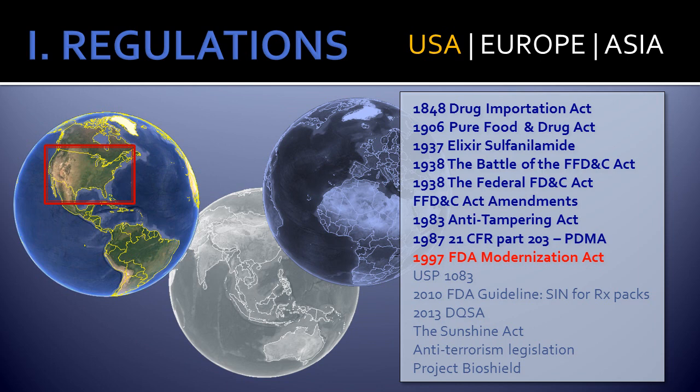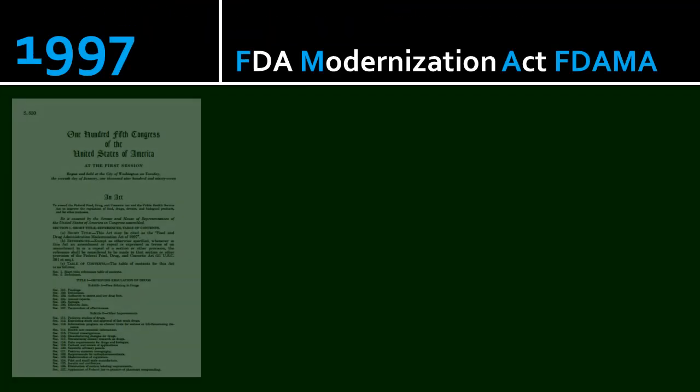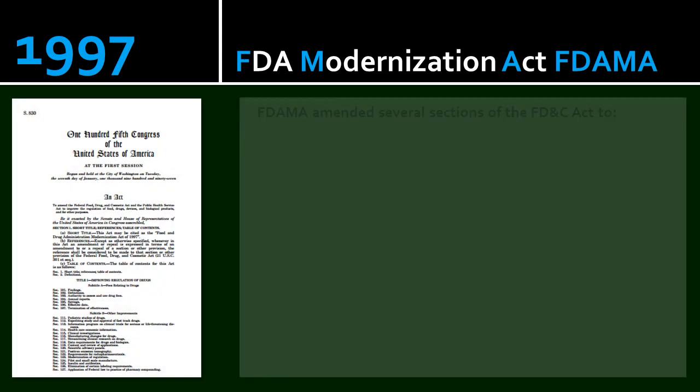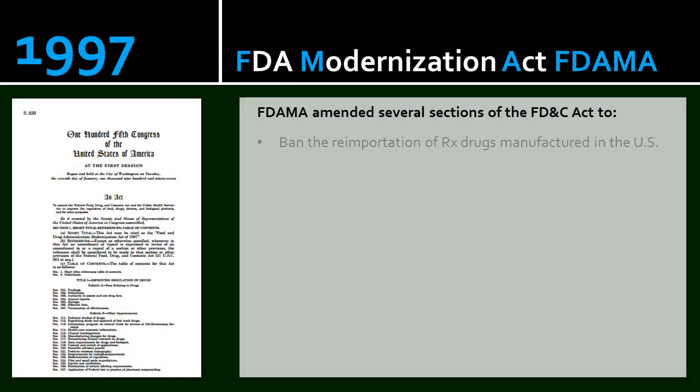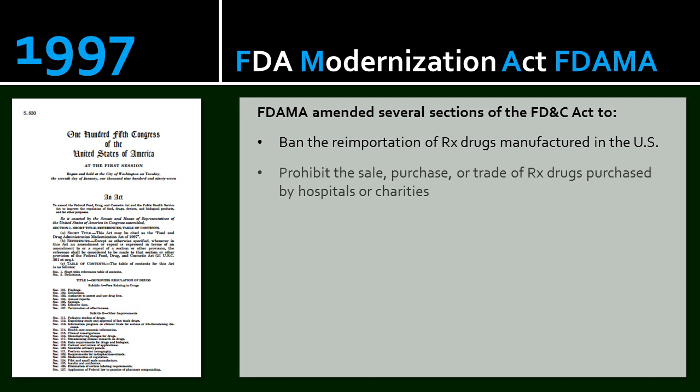The FDA Modernization Act of 1997, FDAMA, amended several sections of the Federal Food, Drug, and Cosmetic Act, FD&C Act. 1. Ban the reimportation of prescription human drugs manufactured in the U.S., except when reimported by the manufacturer or for emergency medical care with permission of the Secretary.